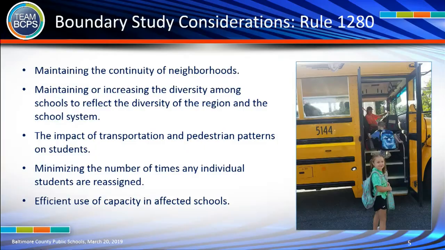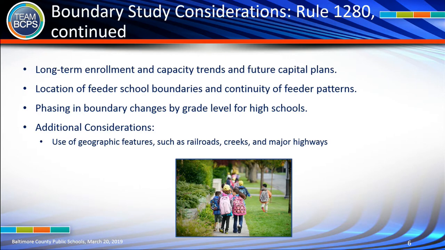These are to maintain the continuity of neighborhoods, maintaining or increasing the diversity among schools to reflect the diversity of the region and the school system, the impact of transportation and pedestrian patterns on students, minimizing the number of times any individual students are reassigned, efficient use of capacity in affected schools, long-term enrollment and capacity trends in future capital plans, the location of feeder school boundaries and continuity of feeder patterns, and phasing in boundary changes by grade level for high schools. That doesn't apply in this particular study because our focus is only on elementary schools. No other levels, middle or high school, are anticipated to be impacted as part of this study.